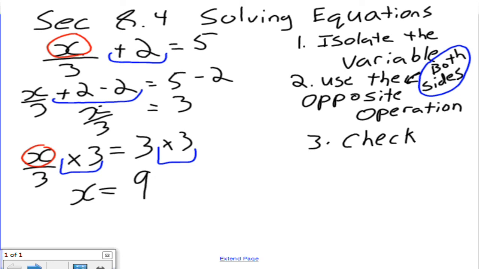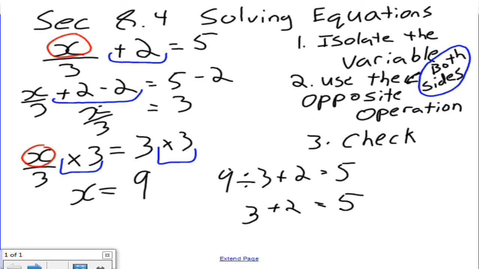Okay? And I can check this. 9 divided by 3 plus 2 equals 5. 9 divided by 3 is 3, plus 2 equals 5. 5 equals 5.